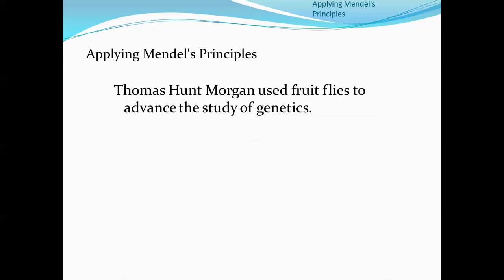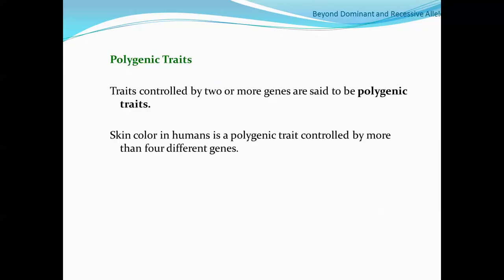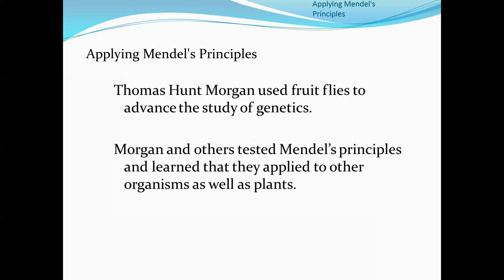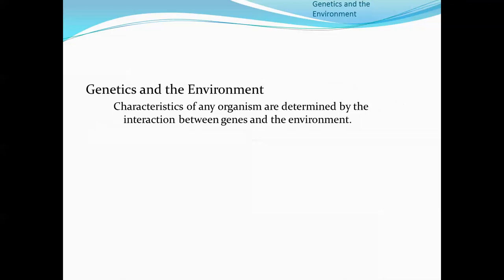Applying all these principles that we just discussed, multiple alleles, polygenic traits, incomplete dominance and codominance, another guy by the name of Thomas Hunt Morgan came along, and he used fruit flies to build on what Mendel was doing. He tested Mendel's principles and learned that they apply to other organisms as well as plants. His principles can be used to study inheritance of human traits and to calculate probability of certain traits appearing in the next generation. And also, the characteristics of any organism are determined by the interaction between genes and the environment.